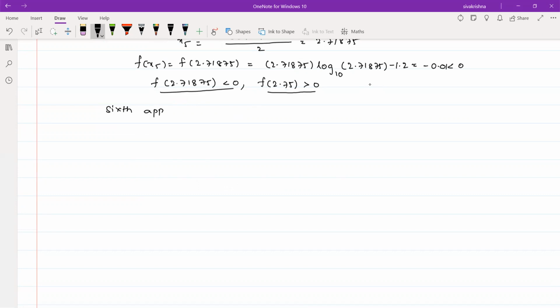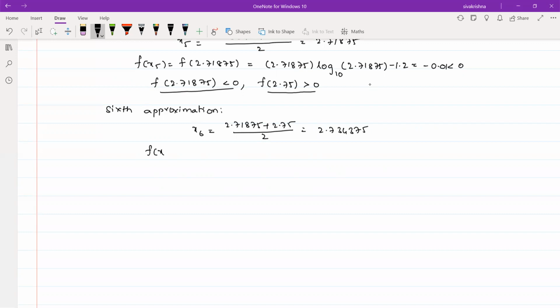So sixth approximation, and that is denoted by x6. This is equal to, once again we have to find the average, (2.71875 + 2.75) by 2. So this is equal to 2.734375. So this is the sixth approximation.